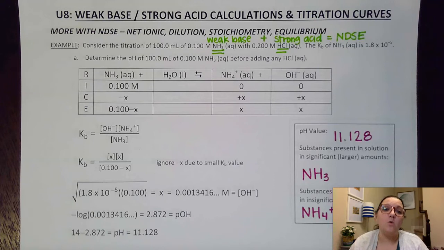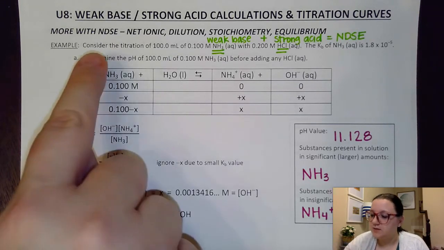Now in our previous video we looked at the combination of a weak acid with a strong base, and in those calculations we used an acronym of NDSE to solve the problems: net ionic, dilution, stoichiometry, equilibrium. We're going to use that same acronym here on these problems because again we have a weak strong combination. However, the difference is that now we have a weak base instead of a weak acid, and so we're going to see some slight differences in the reactions that we write for each of these titration steps. So with that said, let's go ahead and jump into our problem.